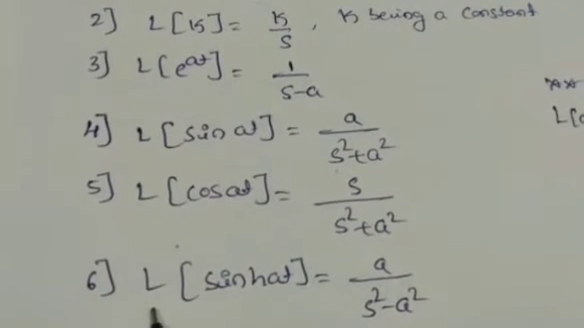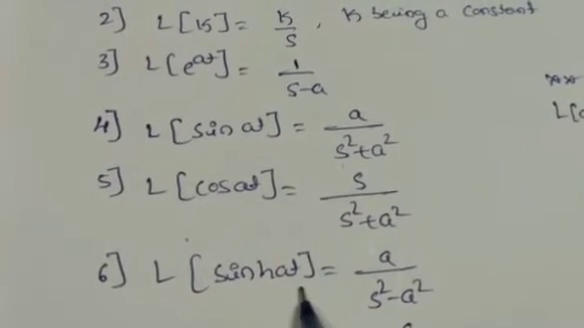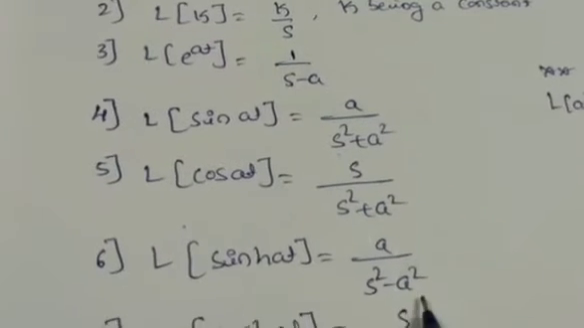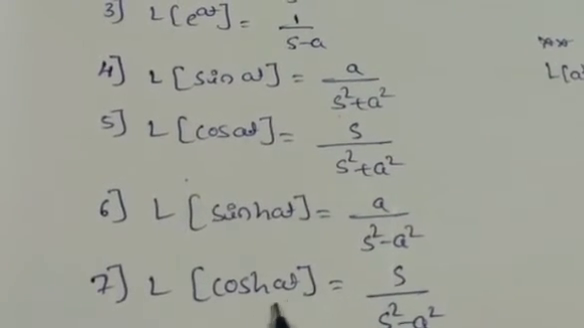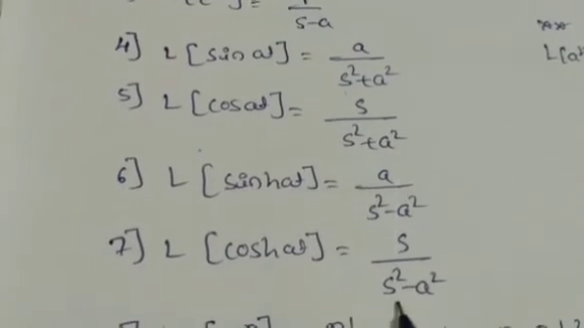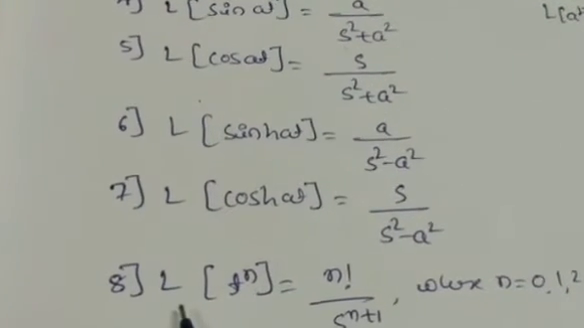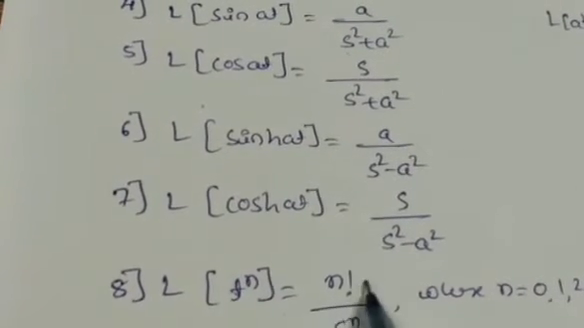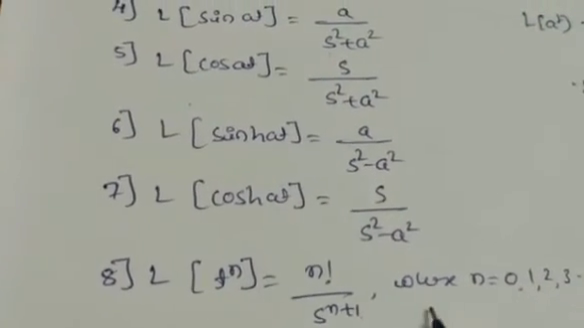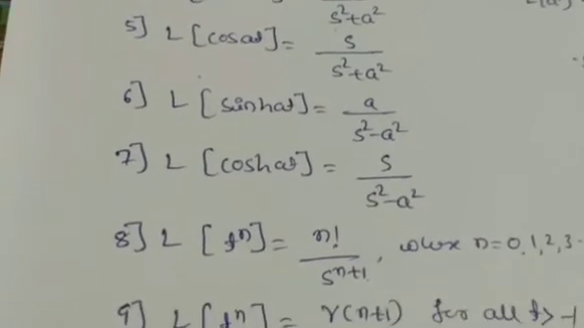The sixth one is the Laplace transform of sin hyperbolic at, which is equal to a divided by s square minus a square. The seventh one is the Laplace transform of cos hyperbolic at, which is equal to s divided by s square minus a square. And the eighth one is the Laplace transform of t raised to n, which is equal to n factorial divided by s to the power of n plus 1, where n is equal to 0, 1, 2, 3, etc.